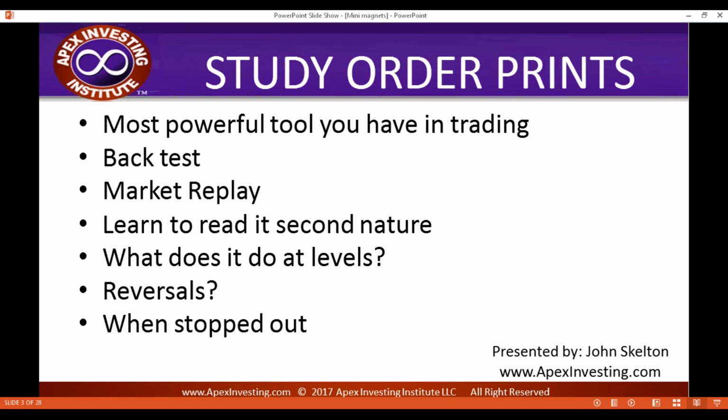Yeah, Johnny says it's like watching a story unfold. Exactly. And that's what it is. It's a magnifying glass into the bars, into the market, to see what's going on. Learn to read it. Okay, there's only so much that I can teach you about order prints. We're going to teach you as much as we can, and we'll keep on going and teaching. But you really have to dig in and learn it yourself.